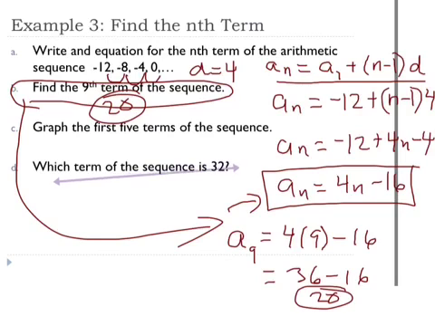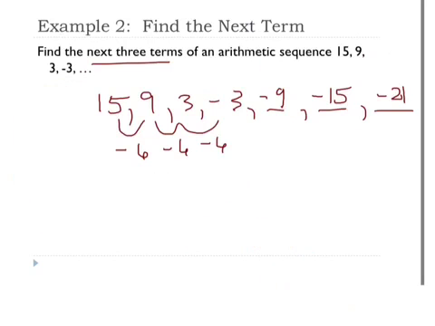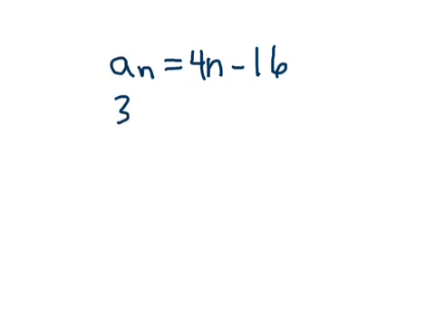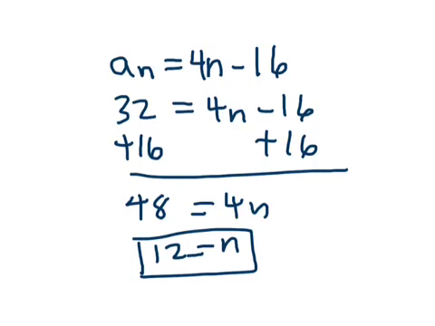Which term of the sequence is 32? Here's what we do. We replace that with 32, and then we're going to solve. So that means the 12th term will be 32.